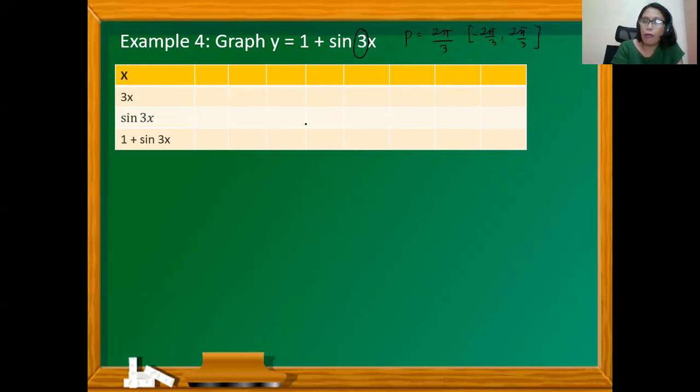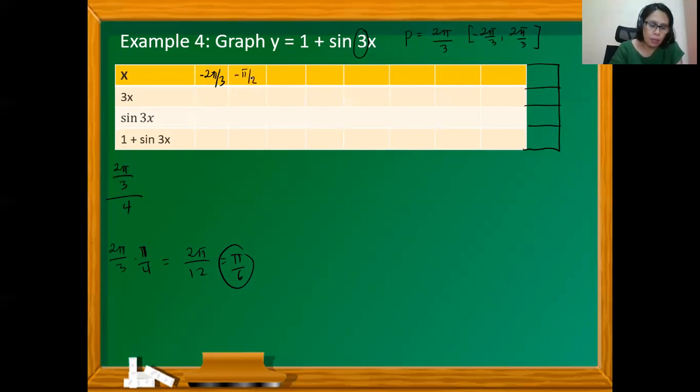And we will be adding pi over 2. No, let's add one more column here. We will be adding 2 pi over 3, so we will divide this by 4. This is 1/4 of 2 pi over 3, which is 2 pi over 12. So we will be adding pi over 6 instead of pi over 2. So from negative 2 pi over 3, we will add pi over 6. So this is negative pi over 2.